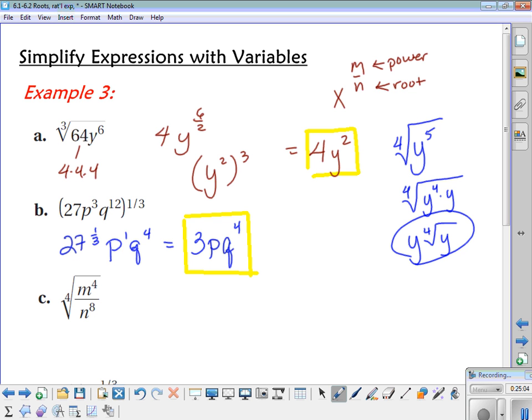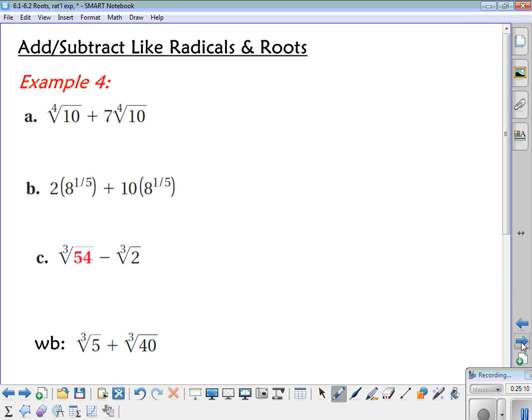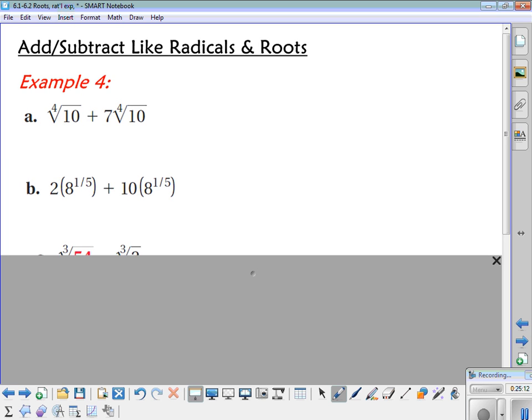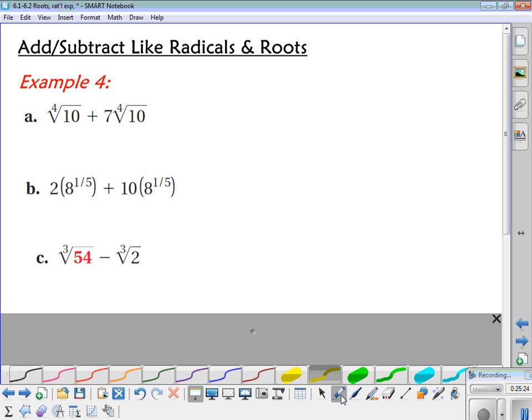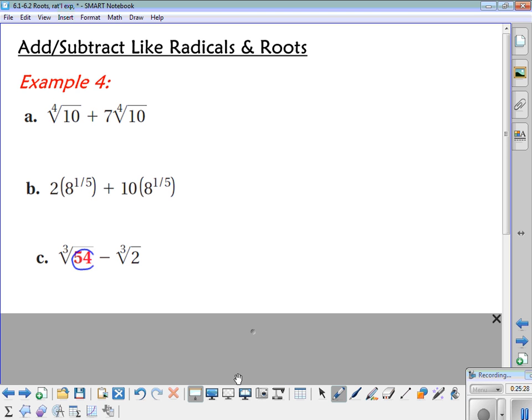Okay, I'm going to move on in the interest of time. So with radicals, we've done this before again. You just add and subtract your like radicals. So A and B are really obvious because everything's the same. But I'm going to look at C here because I have different numbers under the radical, or so it seems.